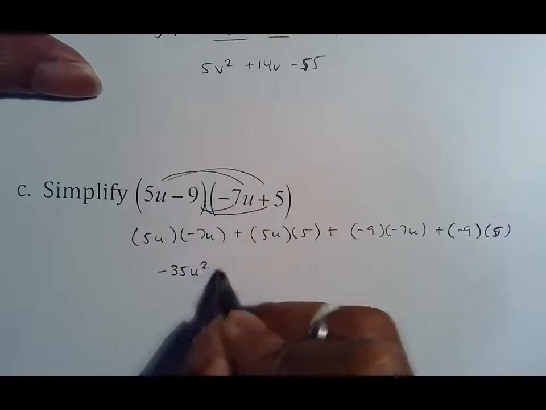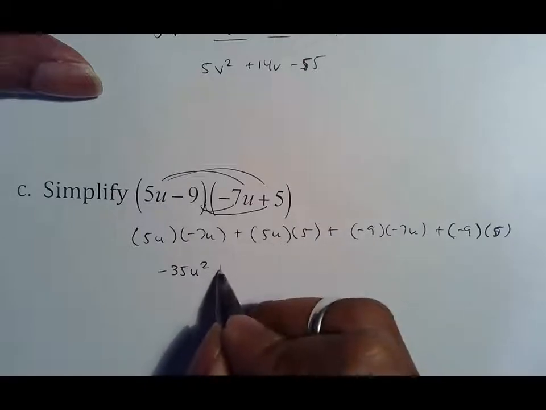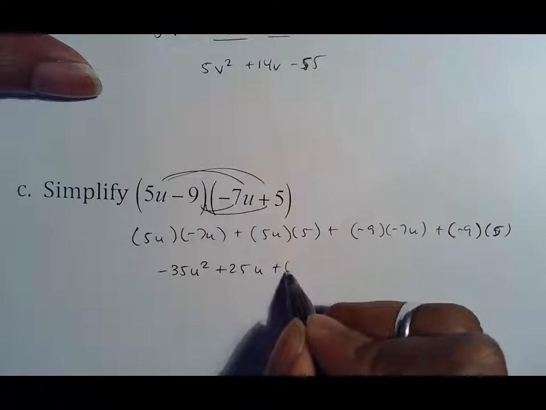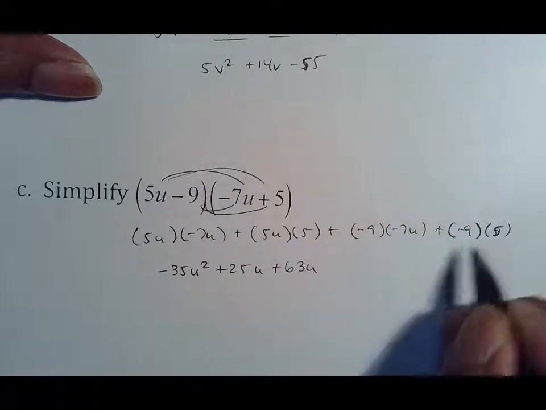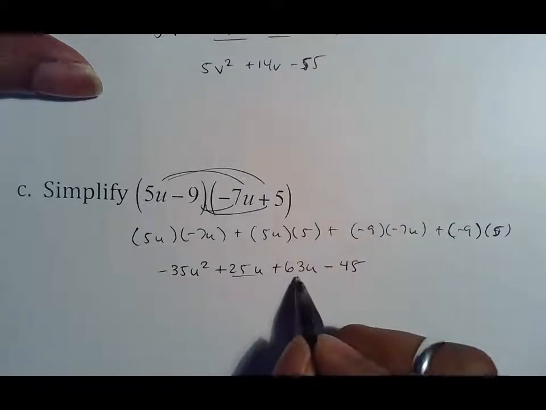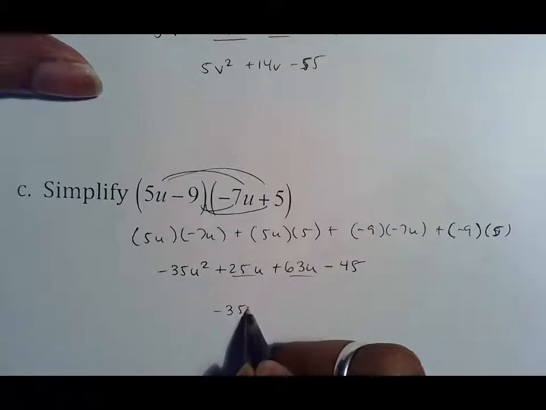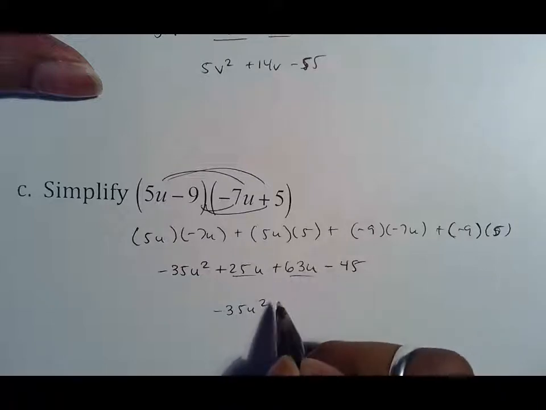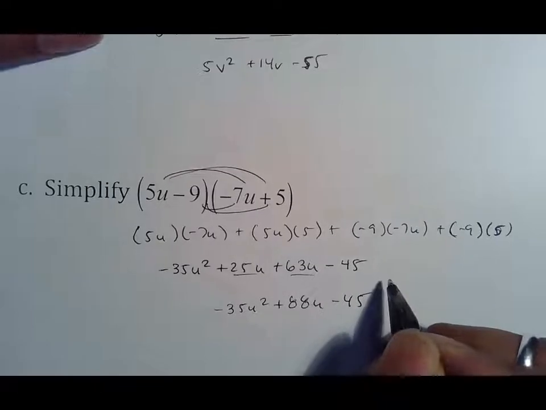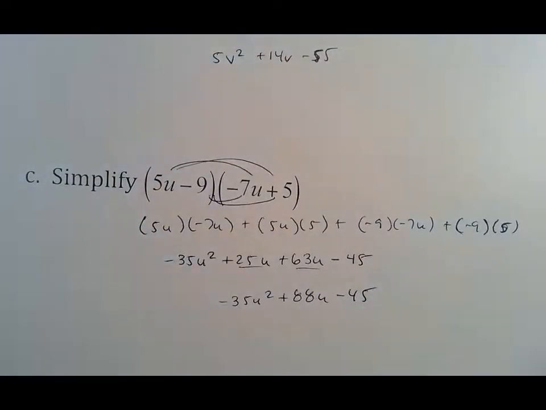So negative 35 with 2u's, so u squared, plus 25 with a u. That'll be plus because there's two negatives, 63 with a u. And that'll be minus because there's one negative, 45. Like terms, 88? And that's all. 3 steps. You just got to make sure you organize yourself. Again, that's really all it comes down to.